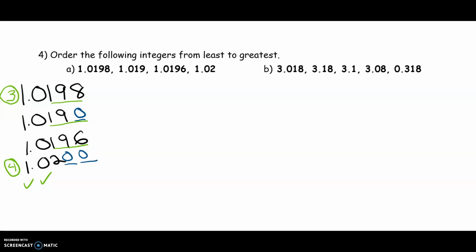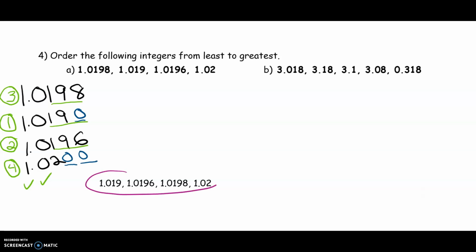I'd put a 2 right here for 196 because that's still closer. And then the least would be this value right here. And once you're all done, you just arrange these all in order. Let's take a look. And here is our final answer. And now on to question letter B.